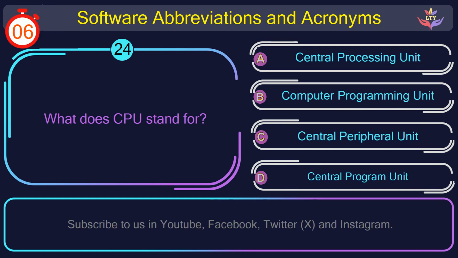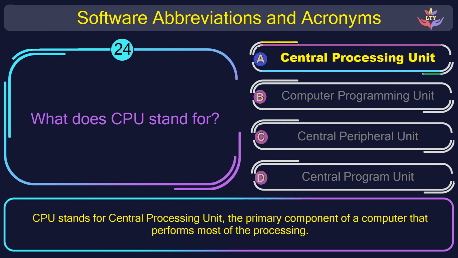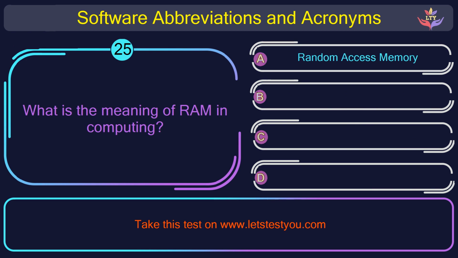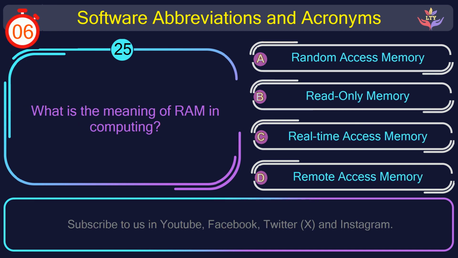Question number 24. What does CPU stand for? The correct answer is option A. Central Processing Unit. CPU stands for Central Processing Unit, the primary component of a computer that performs most of the processing. Question number 25. What is the meaning of RAM in computing?